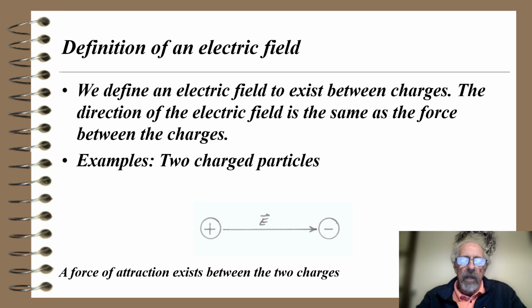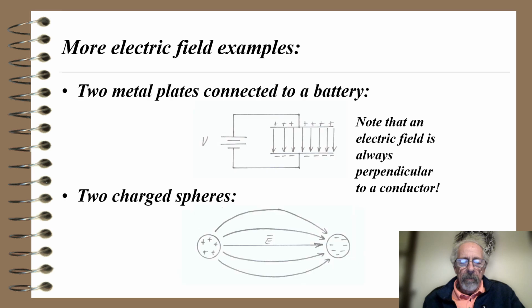So here's a little picture, a plus and a minus. The electric field goes from plus to minus, and therefore the electric field is in the direction of the minus charge. And a force of attraction will exist between the two charges. So if I have two metal plates connected to a battery shown here, with the plus side of the battery on top and the minus side on the bottom, note that an electric field is always perpendicular to a conductor and is pointing towards the minus side of the battery. Two charged spheres, plus and minus, and notice again the electric field comes off perpendicular to the spheres.